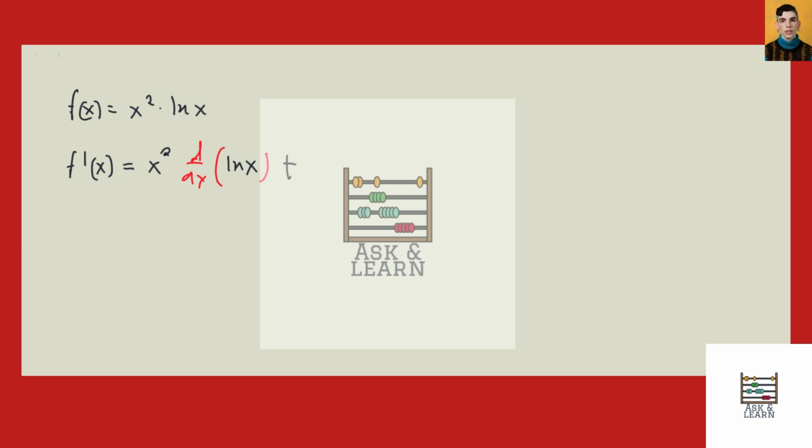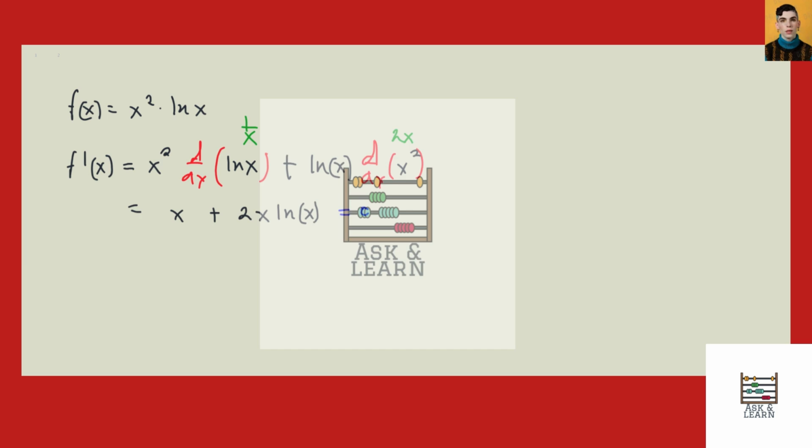And then plus, in the opposite order, natural log of x times the derivative with respect to x of x squared. So the derivative of natural log of x is 1 over x. The derivative of x squared is 2x. And now we can simplify this to x plus 2x natural log of x. All right, now to find our critical values, we want to set this equal to 0.